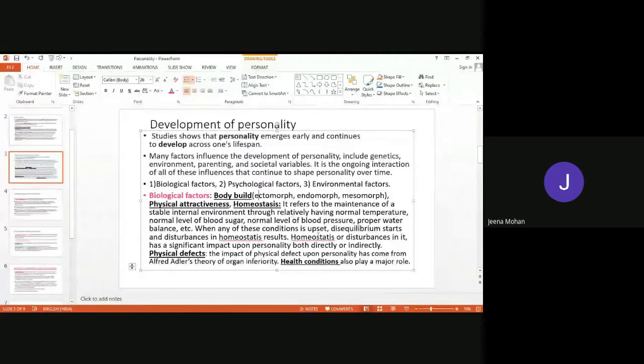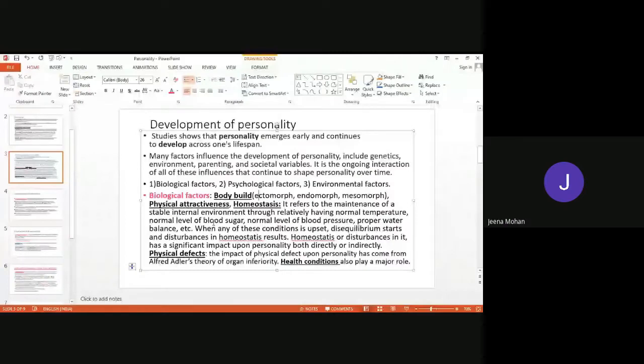What do you mean by homeostasis? Homeostasis means an equilibrium. It is very necessary to maintain an equilibrium between the external and internal environment. So what do we mean by the internal environment? Here the internal environment means the normal temperature, blood sugar level, blood pressure, and proper water balance. If the person is not able to maintain a balance in any of these conditions, then what happens? The equilibrium is lost, and it will cause a disturbance in the homeostasis. So what will be the result? This affects the personality of the person.